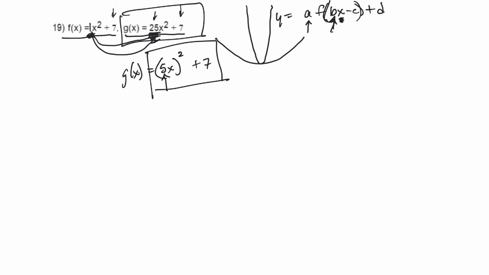If you think of it as an a value, you're vertically stretching it by a factor of 25. If you think of it as a b value, then you're dividing all your x values by 5. In other words, you're horizontally compressing it. Okay, so that's that one.